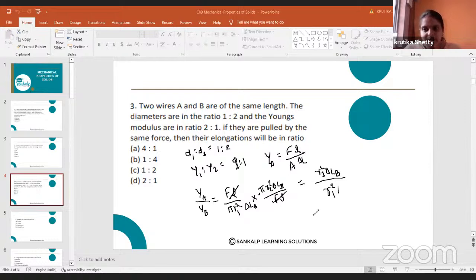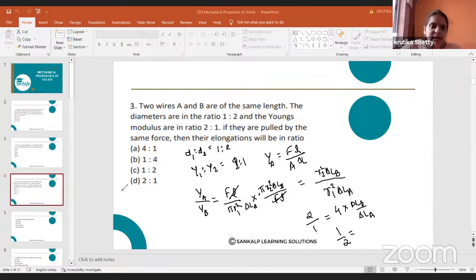Right? So the YA by YB ratio is 2/1, which is equal to the radius ratio. They have given the diameter. The diameter is in the ratio 1:2, so it is 2/1, and 2 square becomes 4. So here you have delta LB upon delta LA, so LB by LA is 2/4. What is 2/4? It is 1/2. So LB by LA is 1/2, but we need LA by LB.